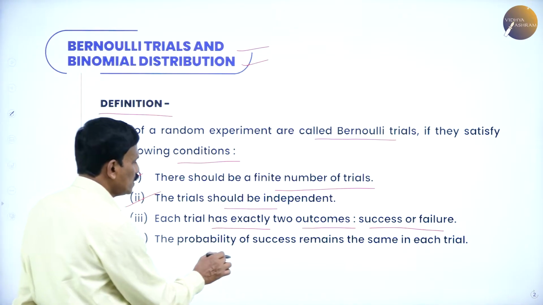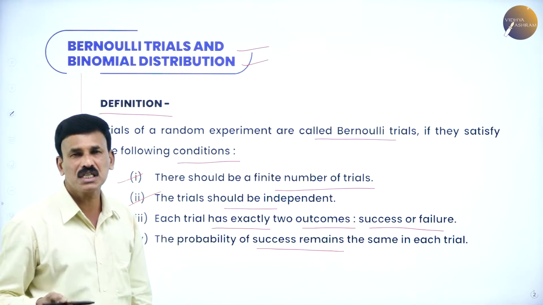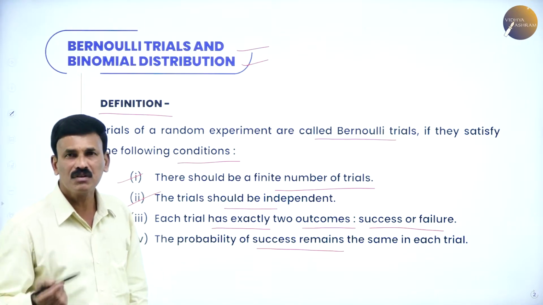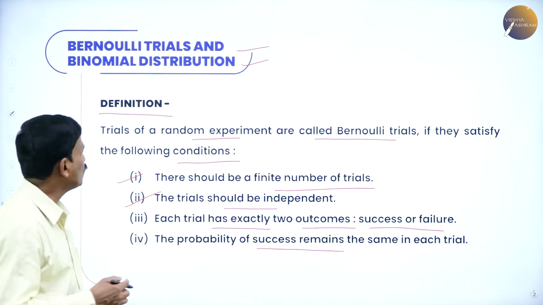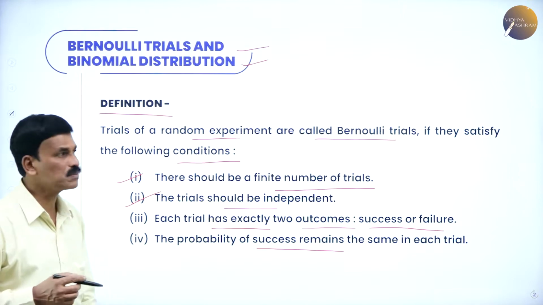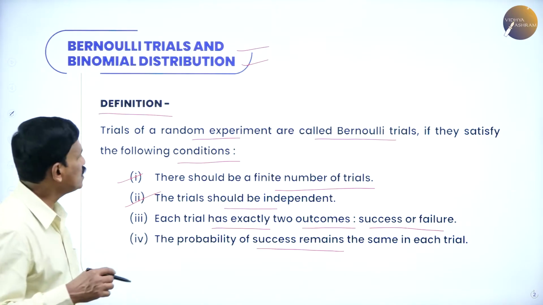Now, the probability of success remains the same in each trial. In each trial, the probability of success will remain the same. So, if all these 4 conditions are satisfied, then the trials of a random experiment are said to be Bernoulli's trials. They are called Bernoulli's trials.